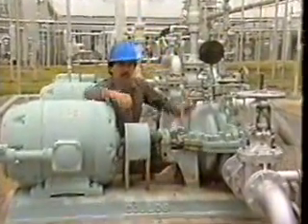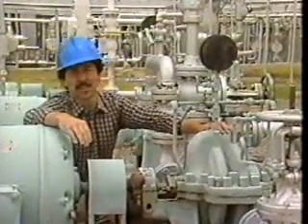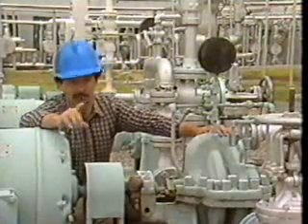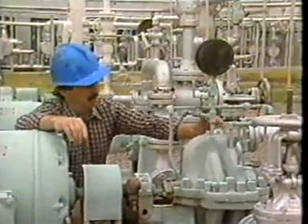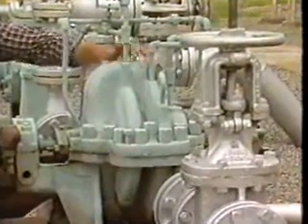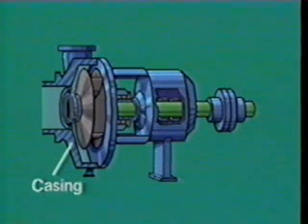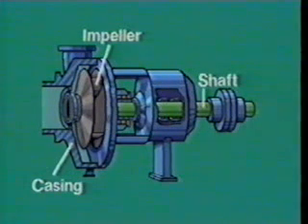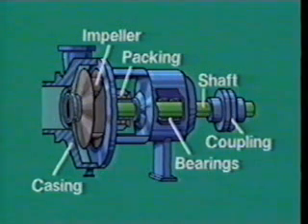Why are centrifugal pumps used so much? Because they're versatile, simple in construction, and relatively inexpensive to buy. They're also easier and less expensive to operate, maintain, and repair. But just what is a centrifugal pump? Let's start by looking at its primary components. When we break it down, we see that a centrifugal pump is actually quite simple, with only 6 main parts. These are the casing, the impeller, the shaft, the coupling, the bearings, and the seals, or packing.